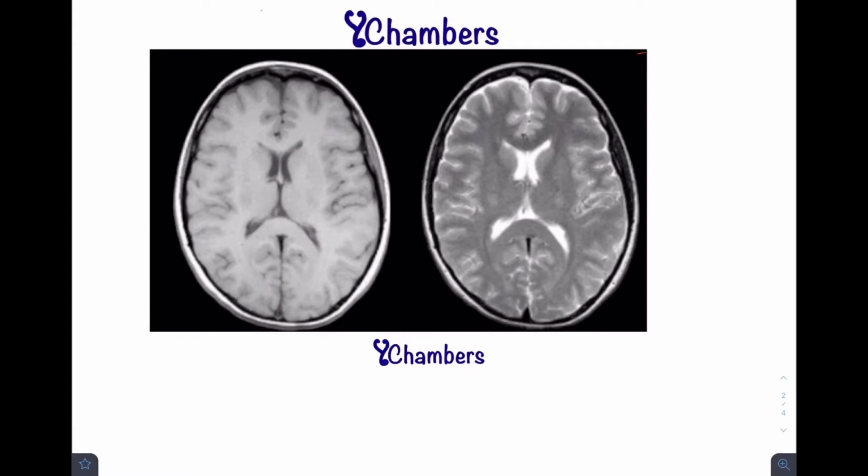Before approaching the MRI, we need to first understand which things are appearing hypointense, which things are appearing isointense, and which things are appearing hyperintense. By this terminology, I mean hypointense means dark appreciation, isointense means intermediate appreciation, hyperintense means bright appreciation.